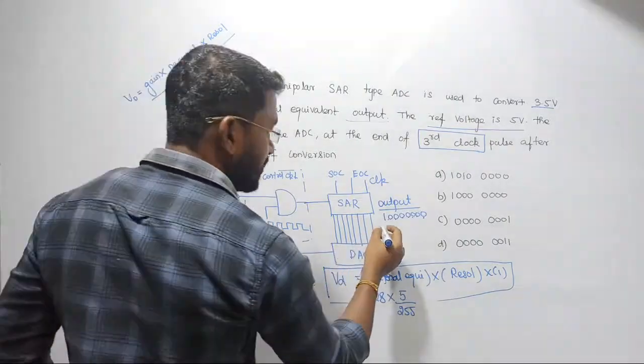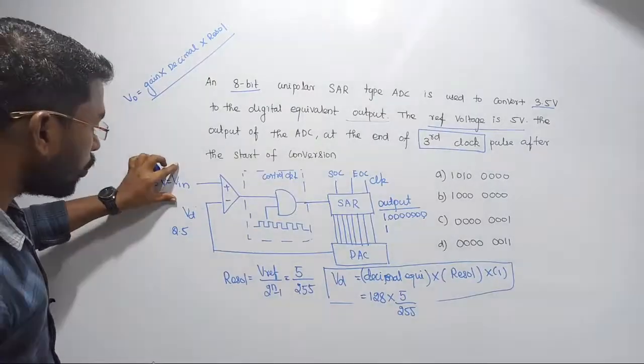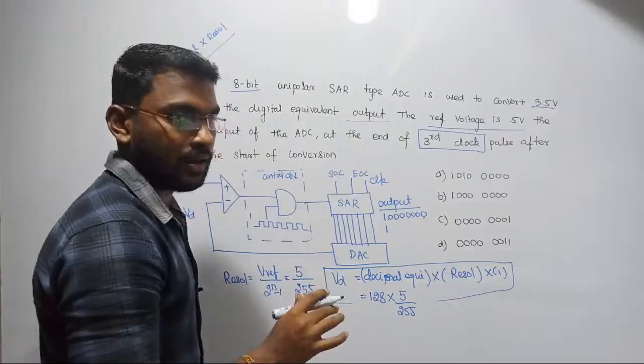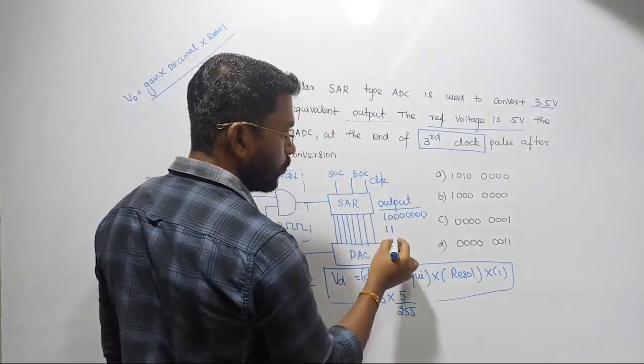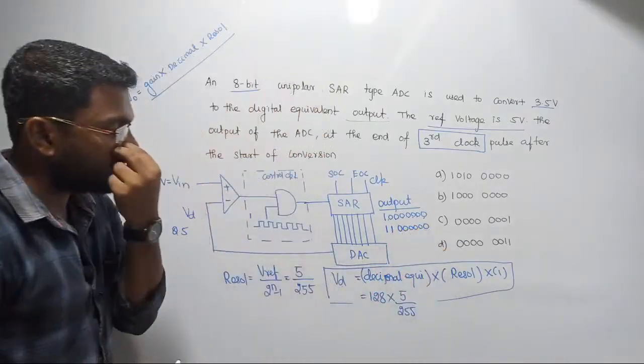So for the next clock pulse, we keep the already taken data as it is, because the condition is valid. If the input voltage is greater than the decimal equivalent voltage, then the condition is valid. The data you already took is correct. So take the same data and go to the next bit from the MSB, just to make it 1. Again continue 1 2 3 4 5 6. This is the next data.